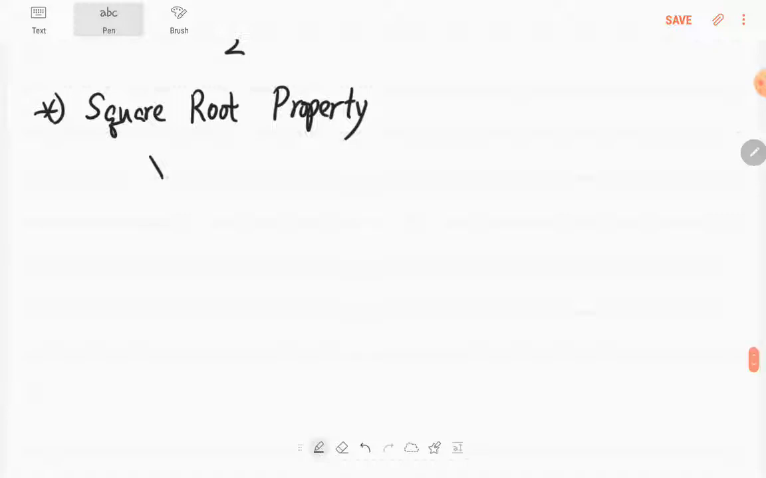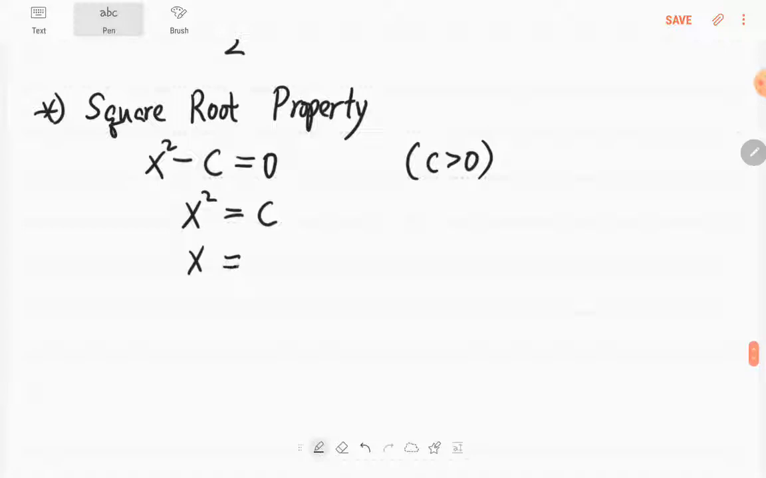So this is called x squared minus c equals 0. So there is no linear term for x. We only have x squared minus c equals 0. Here c is greater than 0, we assume. So if you solve it, you have x squared equals c, right? And then what is the x? We take the square root.